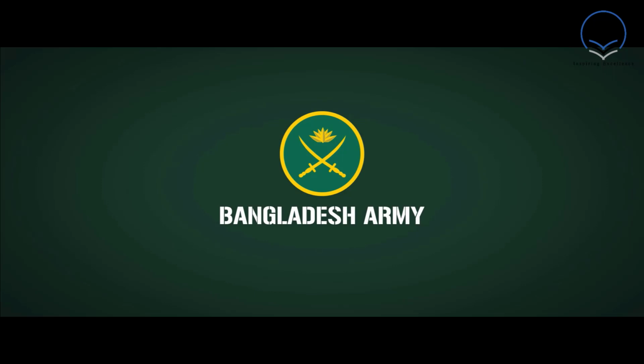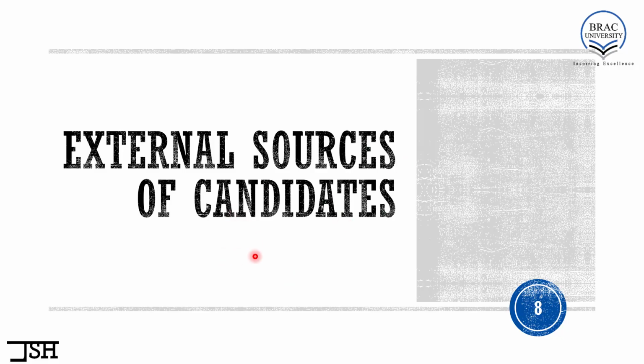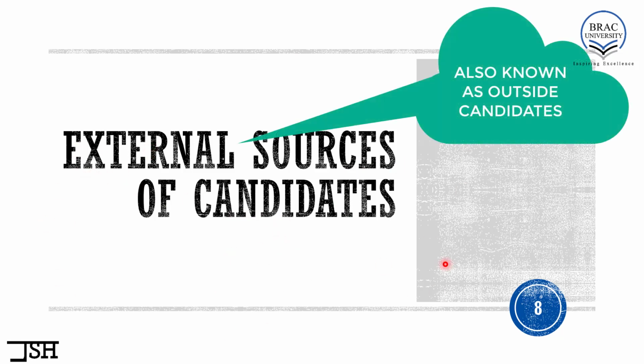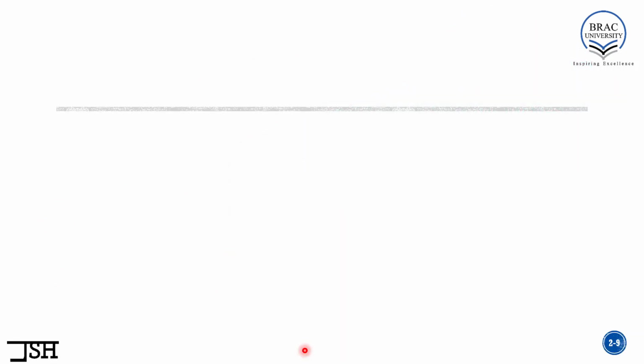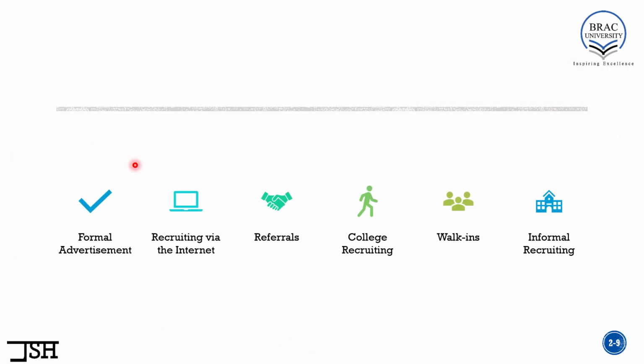Alright, till now we have seen how to use advertisements and how to use audio visuals to attract candidates. Now there are multiple other sources of candidates. So when we want to hire external candidates, there are multiple other sources. What are those? So this is the list. We have formal advertisement, we can recruit via internet, we can follow referrals, college recruiting, walk-ins, and informal recruiting.